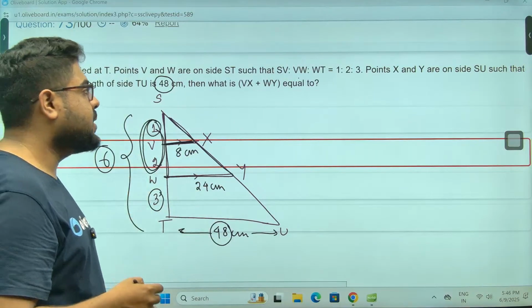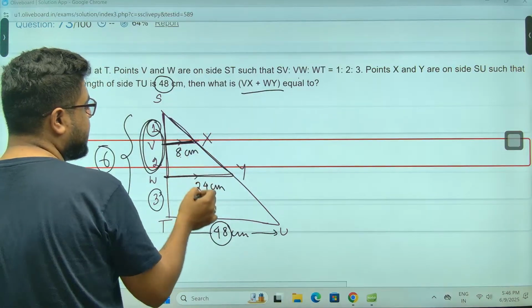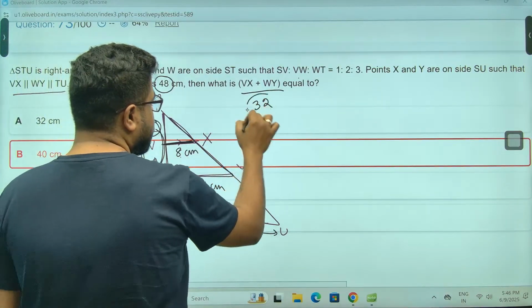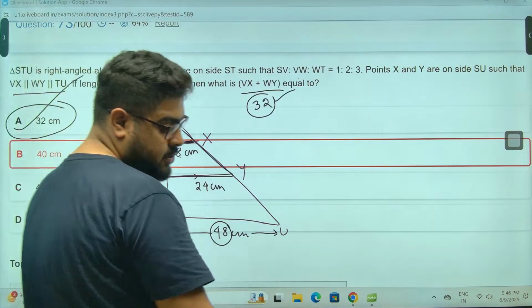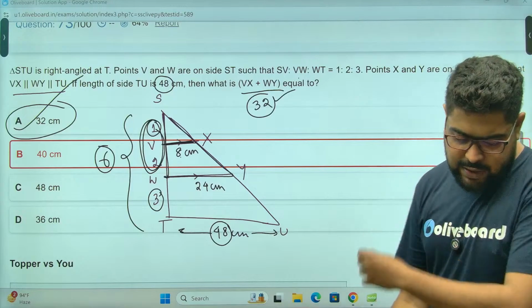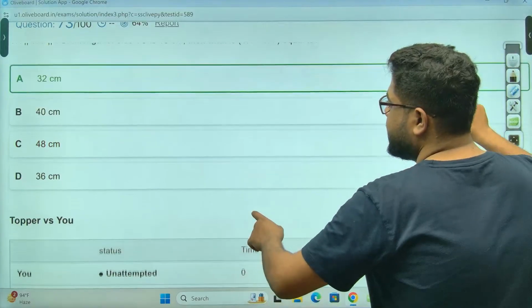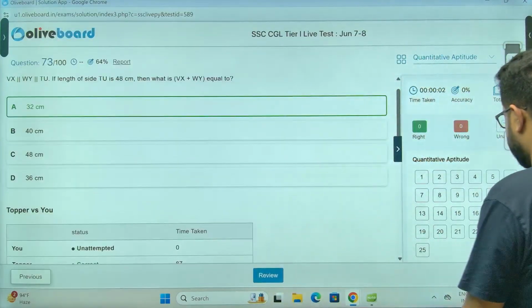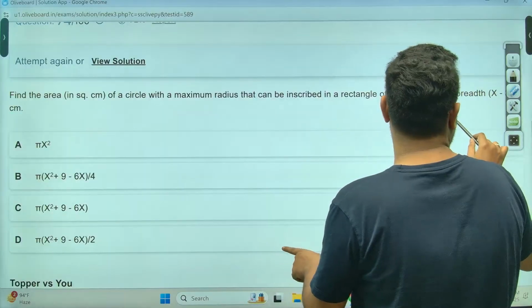They're asking what? VX plus WY. Okay, that is what is asked. 8 and 24 make 32. 32 will be the answer. Option number A. Reena, Raghu, again everyone, absolutely correct, you guys are 100% correct. This was simple for us. Now again, next one.